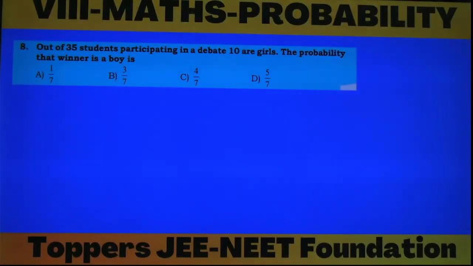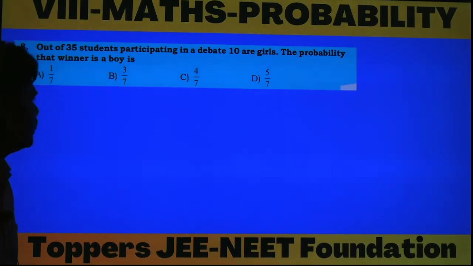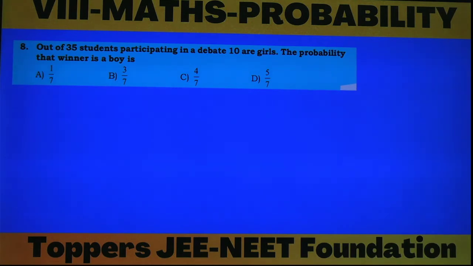Out of 35 students participating in a debate, 10 are girls. The probability that the winner is a boy is dash.